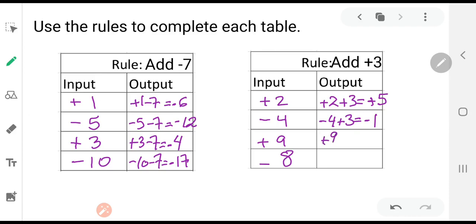I have plus 9 plus 3. I have the same sign, so I'll find the sum. Add the numbers, it's a 12. What's the same sign? It's a plus, so plus 12. Last one, it's minus 8 plus 3. I have different signs, so I will subtract. 8 minus 3 is a 5. Which number is greater? It's the 8. What's the sign of the 8? Negative. So the answer is a negative 5.